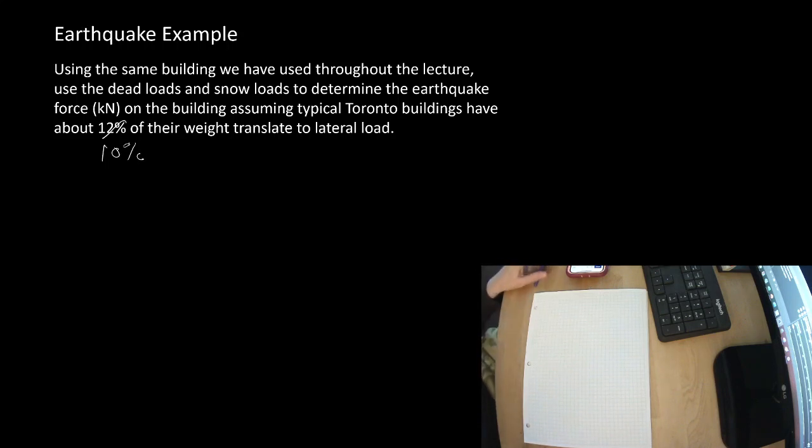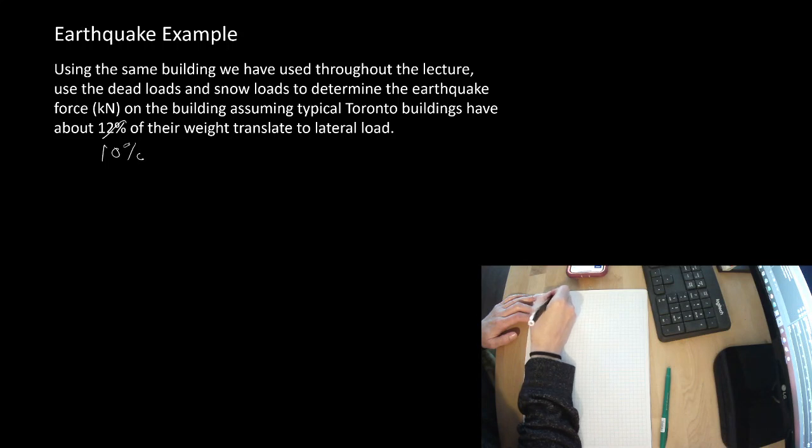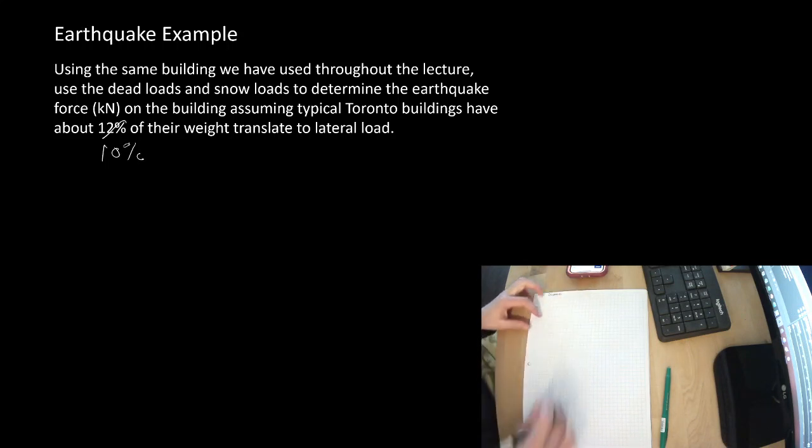All right, so we have the same building, and we wanted to know what earthquake load to use using 10% of weight translated into lateral load. So we have to know the total weight of everything in the building, plus they get us to use 1/4 of the snow load, assuming that the roof might have snow load on it when this earthquake hits. So I usually try to write myself out a little list of all of the loads.